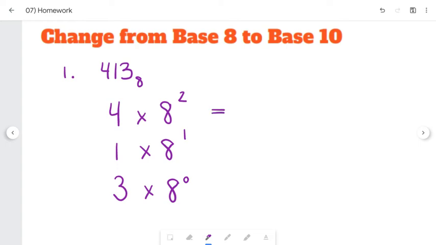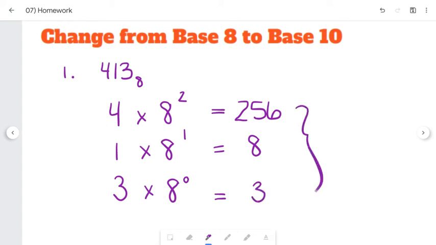So 4 times 8 squared. 8 squared is 64, times 4 is 256. 8 to the first times 1 is 8. 8 to the 0 is 1, times 3 is 3. Now, all we do to finish this up is add up these terms, and when we add 256 plus 8 plus 3, we get 267, and that's in base 10, okay?